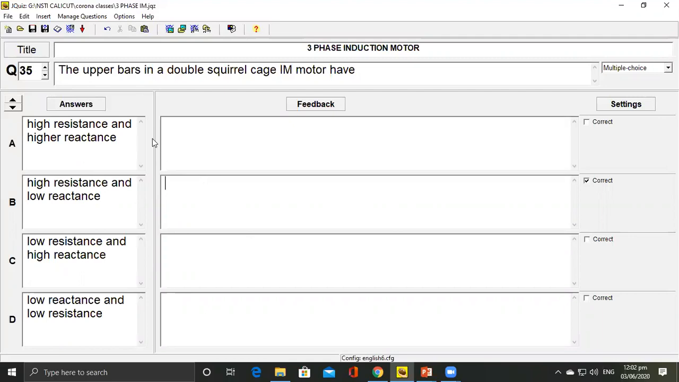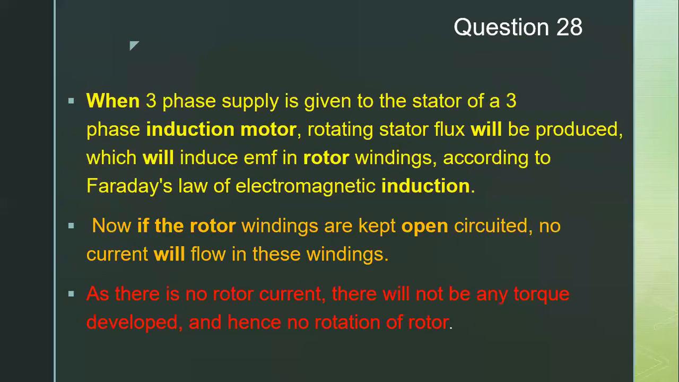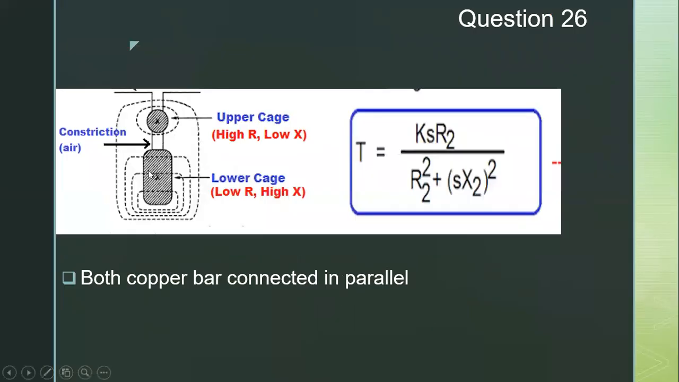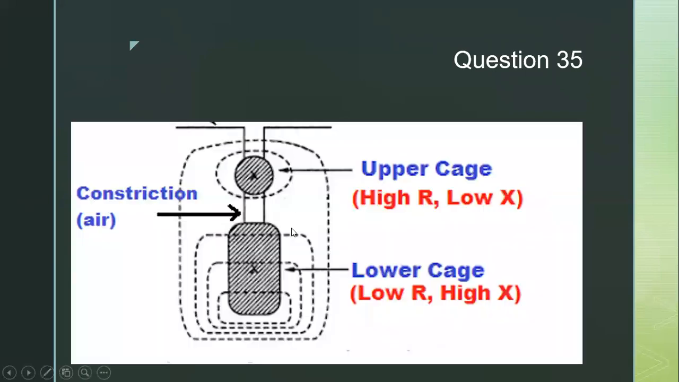The next question: the upper bar in a double squirrel cage induction motor has, option A, higher resistance and higher reactance; B, high resistance and low reactance; C, low resistance and high reactance; D, low reactance and low resistance. This was already discussed in the last video. I think you remember that one. That will be the figure, the double cage. There is an upper slot and a lower slot. The upper cage has high resistance and low reactance.